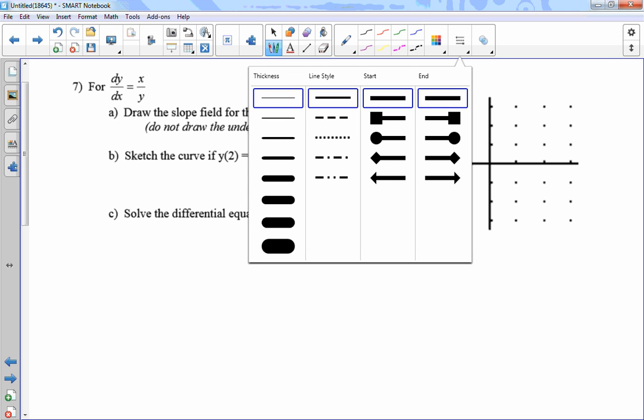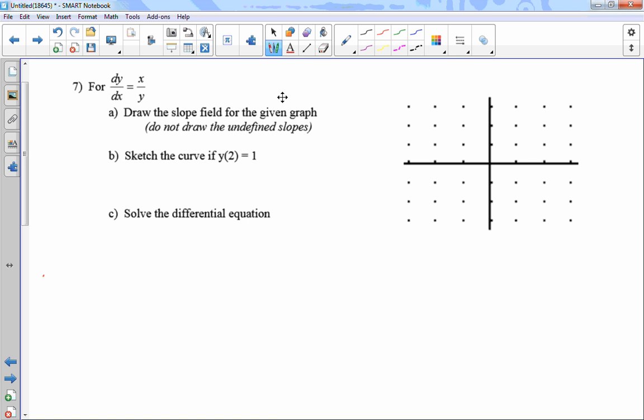Colors. Okay. When we plug in, say, the point 0, 0, what do we get? 0 divided by 0 is, well, it's an indeterminate form, so we're not going to put anything there. But if we plug in this point right here, 0, comma 1, x is 0, y is 1. 0 over 1 gives us 0. So that's a flat slope.